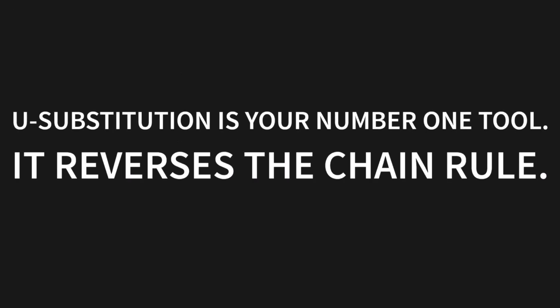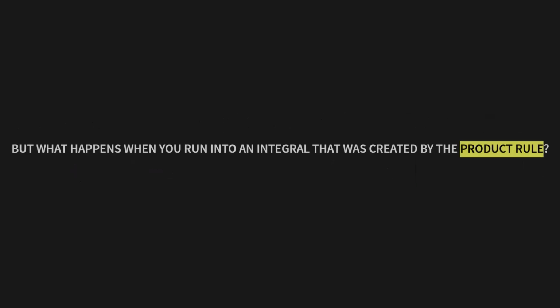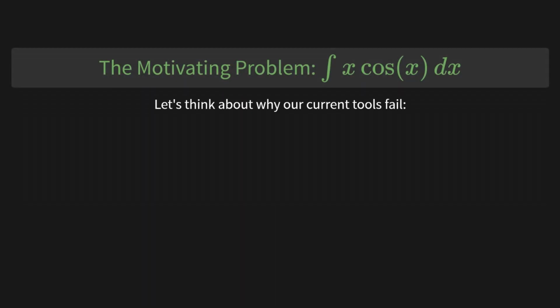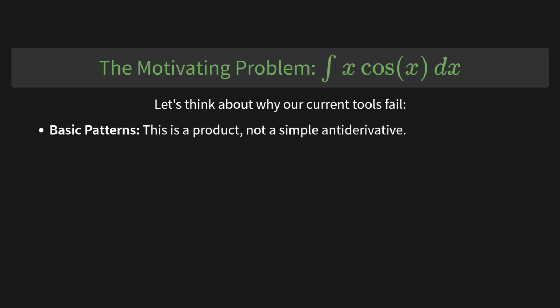Okay, so far, U-Substitution has been your number one tool. It's fantastic because it reverses the chain rule. But what happens when you run into an integral that was created by the product rule? Let's look at the motivating problem. Take a look at this integral, the integral of x cosine of x dx. Let's think about why our current tools completely fail here. First, basic patterns. This is a product, not a simple antiderivative.